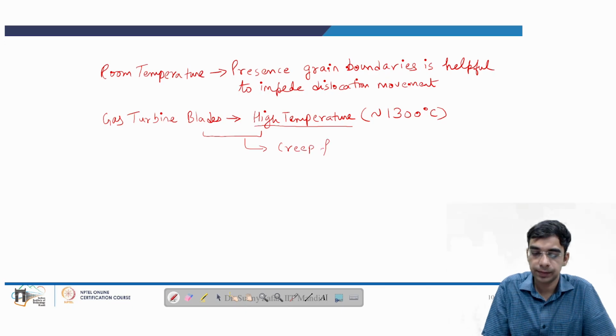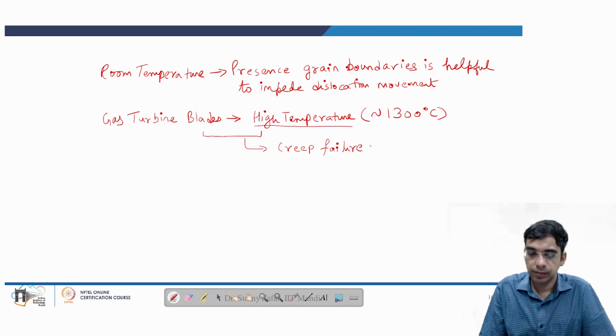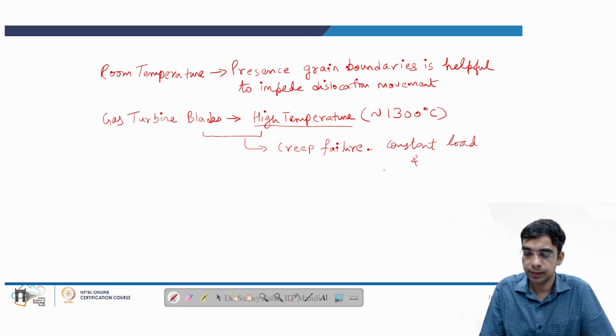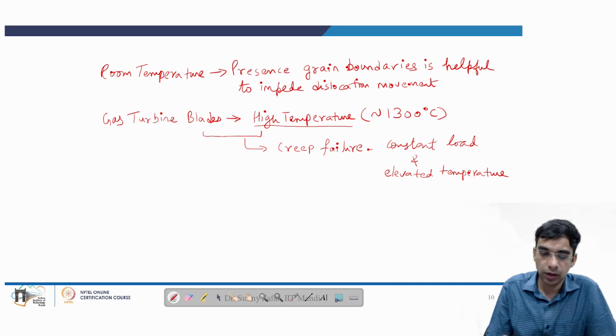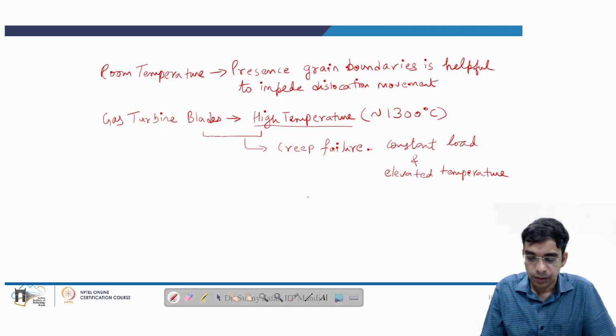failure. So creep failure is a form of failure of components under constant load and elevated temperature. So constant load and elevated temperature results in creep failure. So how does this creep failure take place? Because now we are dealing with a structure which is having several grain boundaries.